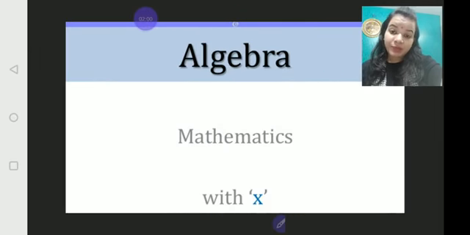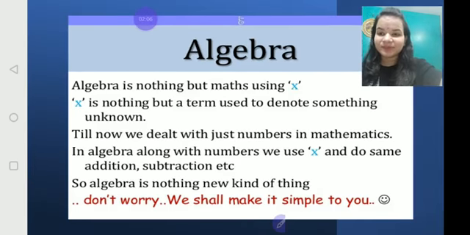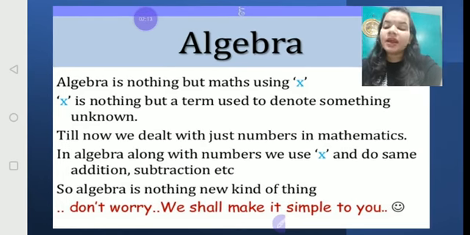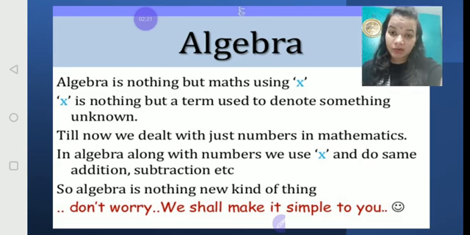So algebra is basically the mathematics with x. Now let us find out how. Algebra is nothing but maths using x. And what is x? X is nothing but a term used to denote something unknown. Whenever in your question something unknown is given, there you will take it as x.